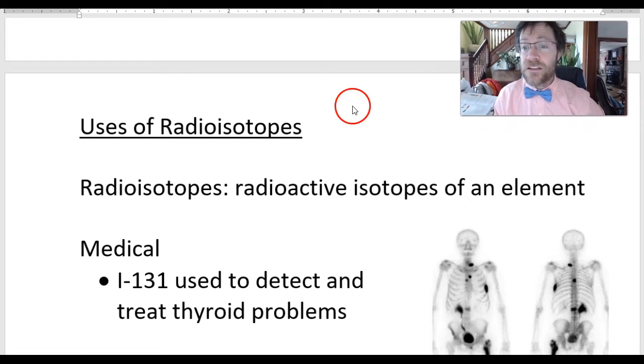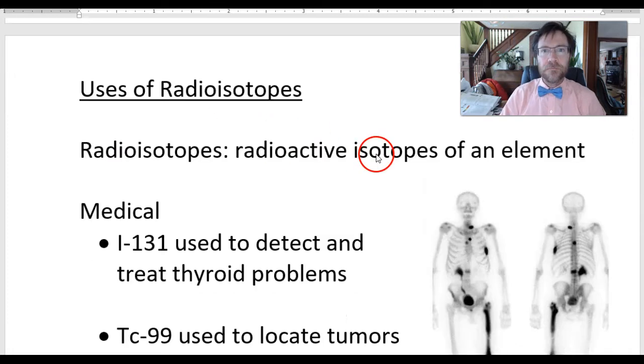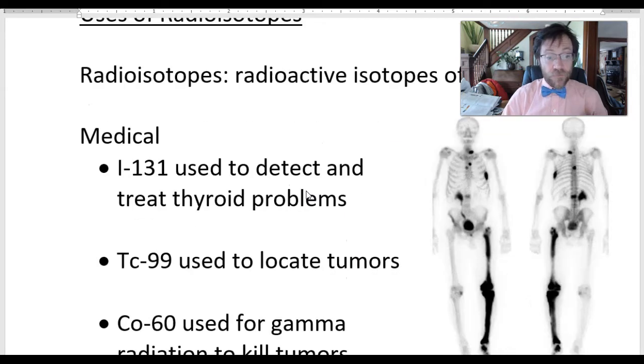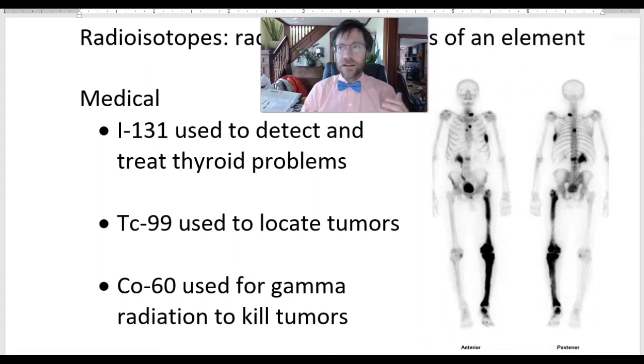Anyway, uses of radioisotopes. Let's just remember really quick, what is a radioisotope? It is a radioactive isotope. We're not trying to get crazy, creative here. It's a radioactive isotope, and we can use these things in all kinds of ways. In medical treatments, like if you go to the hospital, there's a whole section called nuclear medicine. Here are some of the most common ones. Iodine-131 is a radioisotope most often used to analyze thyroid problems.